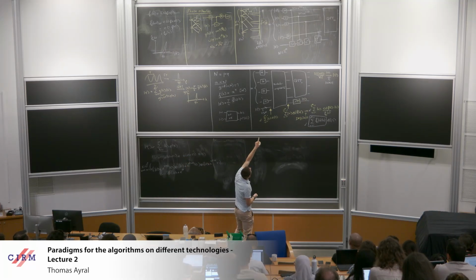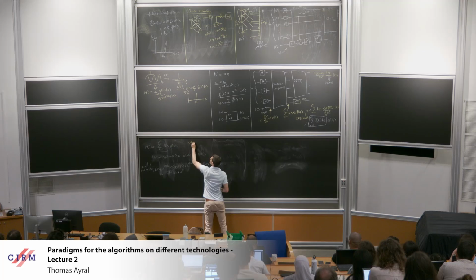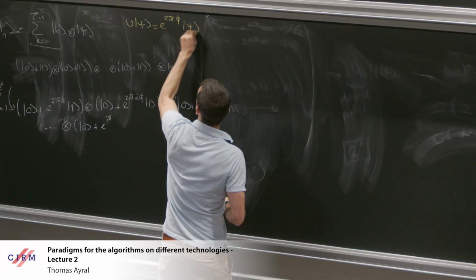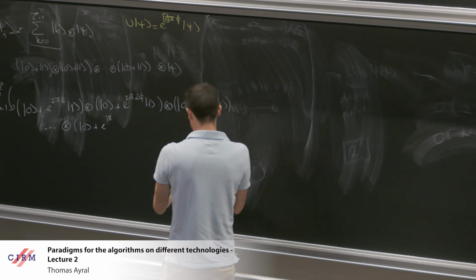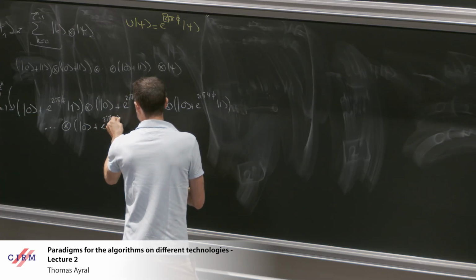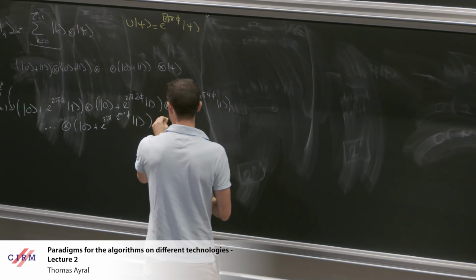So there's a mistake at the top here when I do the definition. On the board, you should read that the definition I choose for the phase is that U times |phi> is exponential of 2 i pi phi times |phi>. So there's a factor of 2 here that I want to have. And then the last is going to be 2 i pi times 2 to the m minus 1 phi.